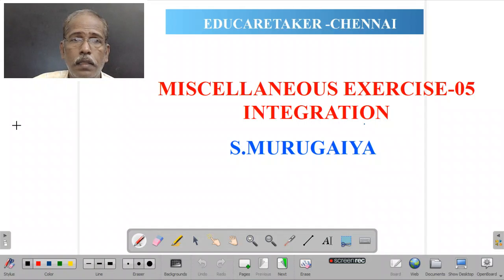So in this session, we will discuss the miscellaneous exercise, part 5, of the chapter Integral Calculus, Integration. This is presented by S. Murugayan. Until the fourth session, we have completed up to the 24th question from the miscellaneous exercise, and today we are going to start from the 25th question. Okay, let us start our discussion.